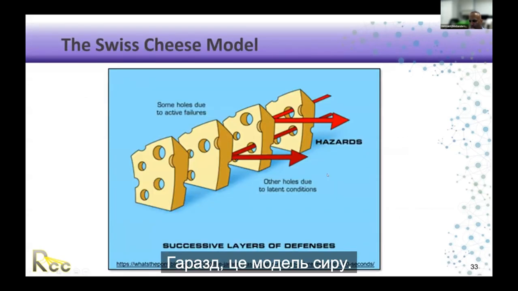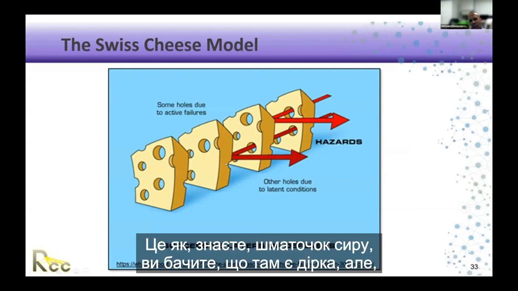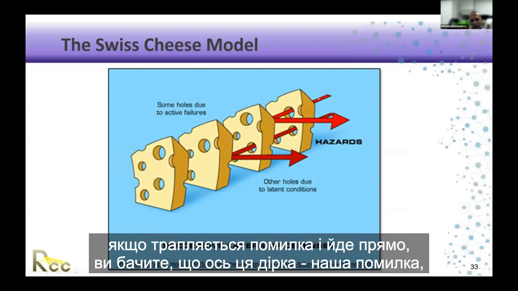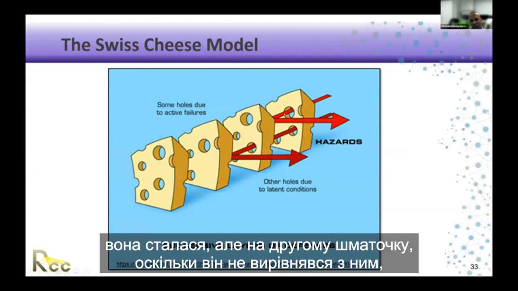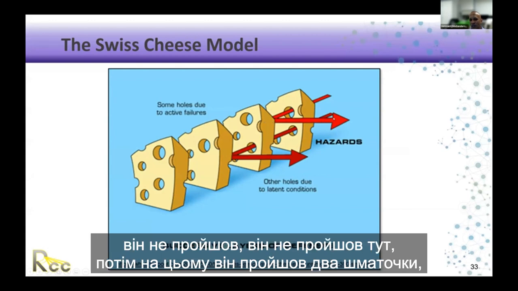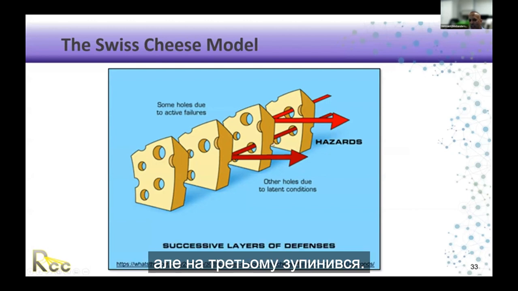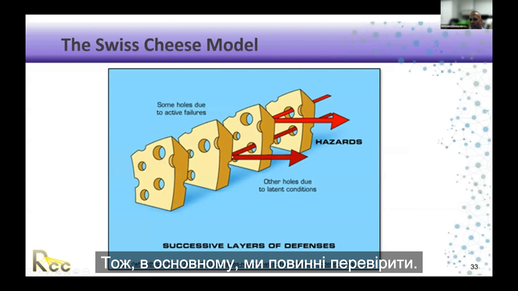All right, look at this Swiss cheese model. It's like slices of cheese. You can see that there's a hole. If an error happens and goes straight, here's the hole, that is our error. It happened, but on the second slice, since it didn't align, it didn't go through. Then on this one, it passed two of the slices, but on the third one, it stopped.